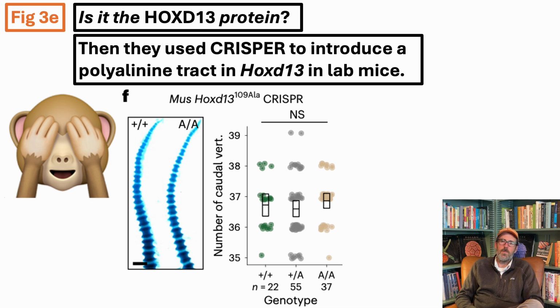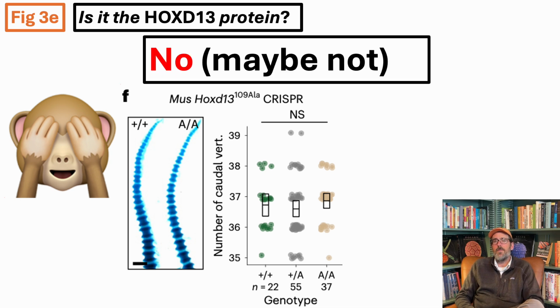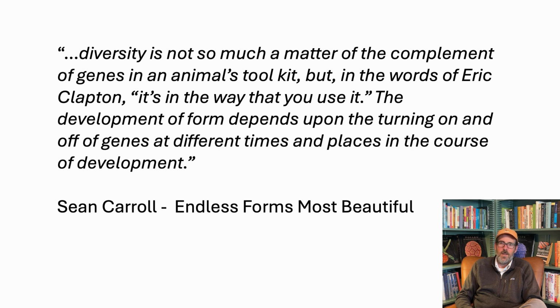Those of you who've done CRISPR know that it's a mosaic chromosome situation too. Some mice have it, some mice don't. It's difficult. So is it the HOXD13 protein? No, or maybe not. I'm using the qualifier there. We're not quite sure, but it's probably having to do with changes in regulation.